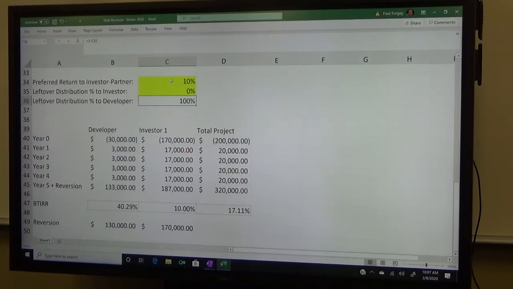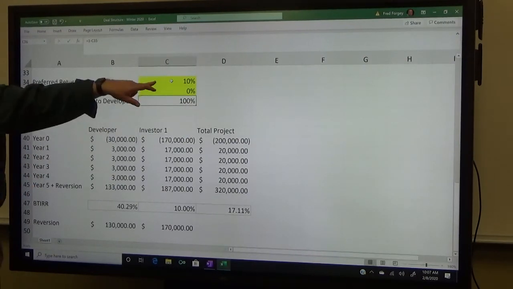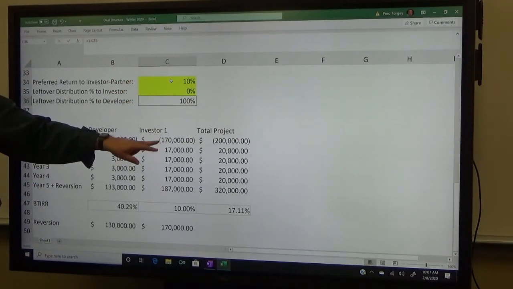Preference also implies something else. They get paid first. Okay? That's why it's called preferred, because they get their money before anybody else gets paid. So they're first in line. They get, in this case, 10% or 17,000.